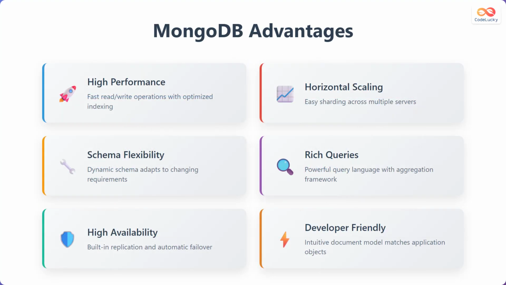Let's explore some of the advantages of MongoDB. First, it offers high performance with fast read and write operations and optimized indexing. Second, it provides horizontal scaling, making it easy to shard across multiple servers. Third, MongoDB offers schema flexibility, allowing the dynamic schema to adapt to changing requirements.